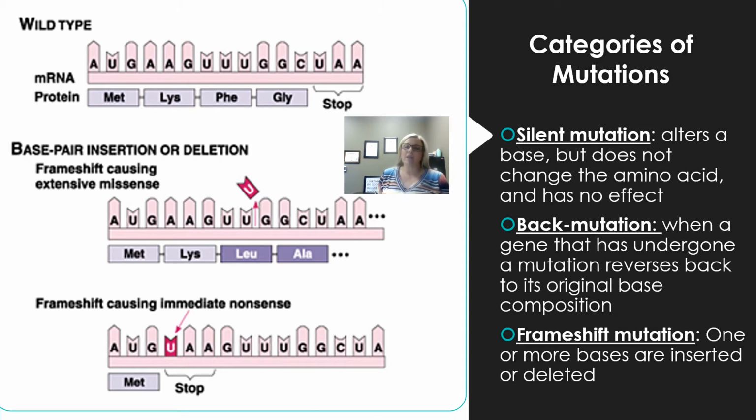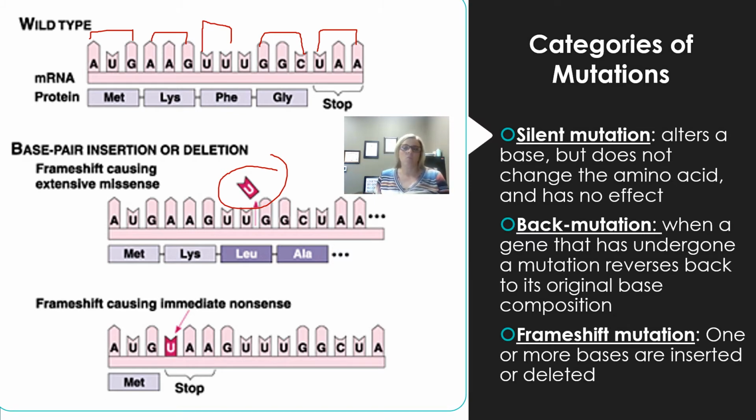Then we have a frame shift, and this is where one or more bases are inserted or deleted. And so even though you're only inserting here one amino acid, what does that do to your three-letter codons? Okay, so here's our original one. Here's our three codons. We've got methionine, lysine, phenylalanine, glycine, and then a stop codon. Okay, and that's very much a simplification. They're usually much longer than this.